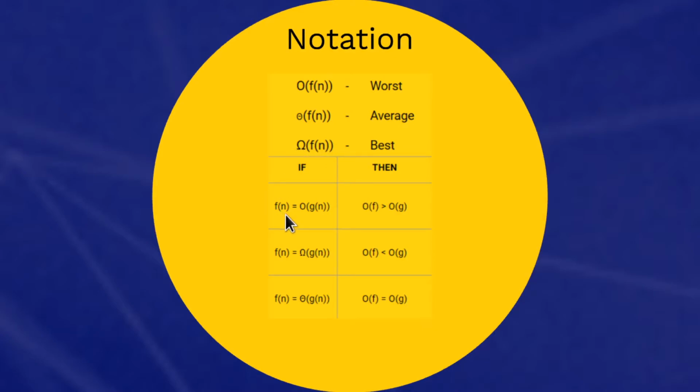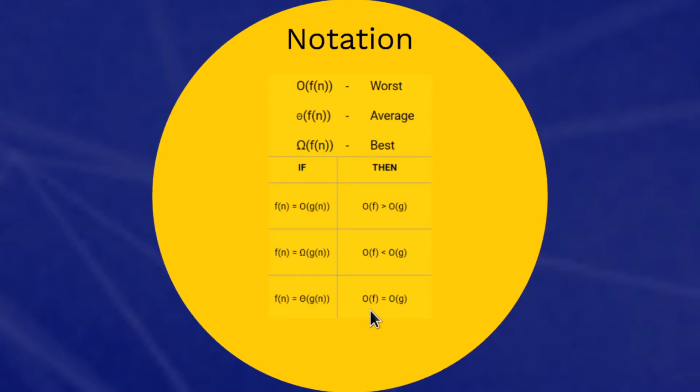If a function, f of n, is equal to the worst case, big O of g of n, then f grows at a rate that is greater than g. If f of n is equal to the best case, big omega, of g of n, then f grows at a rate that is less than g. And lastly, if f of n is equal to the average case, big theta, of g of n, then f and g grow at an equivalent rate.